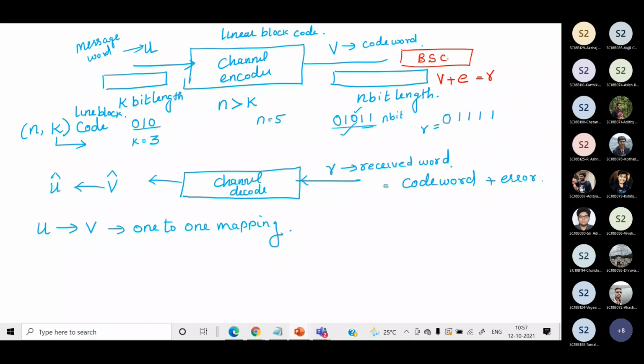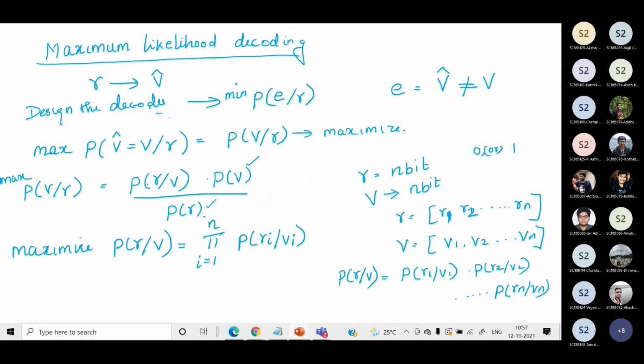With the help of R, along with the parity bits sitting in R, the decoder has to find out what the transmitted code vector is. Among these 1 to 8, we have to find out which is the transmitted code vector. The channel decoder does that process. Next we saw the decoding logic the channel decoder has to follow. We have to design the channel decoder in such a way that the probability of error is minimized for a given R.